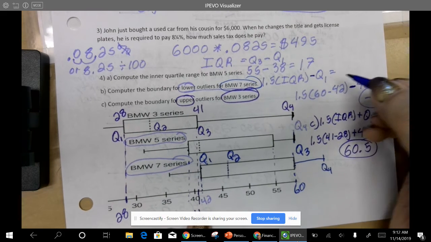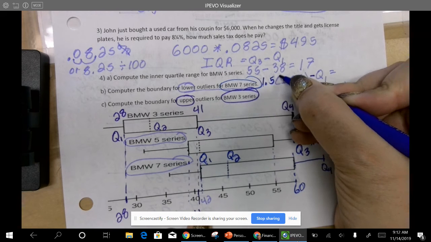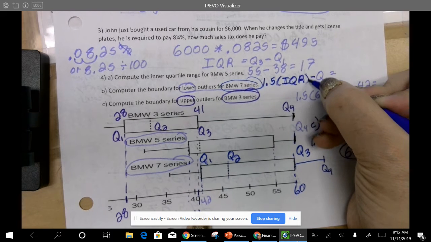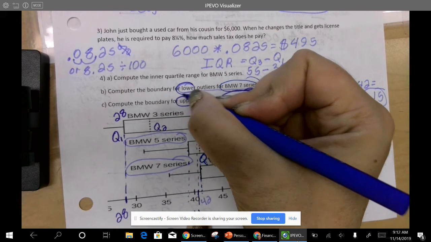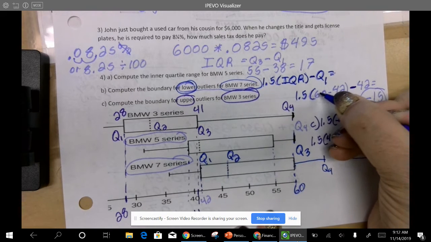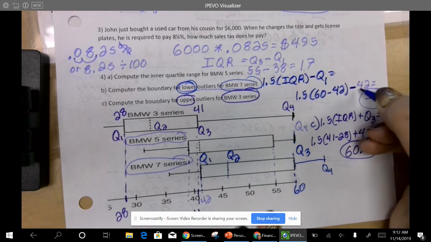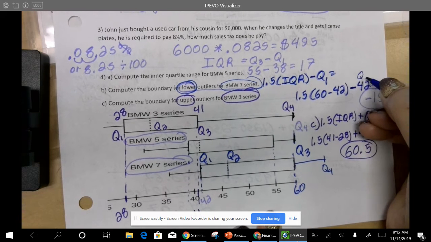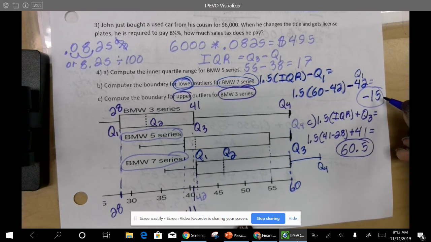So I'm going to go ahead and put it in, everybody. Remember, it's 1.5 times the inner quartile range minus quartile 1, and it's minus for lower. So I'm going to do 1.5 times 60 minus 42, because that is quartile 1, and I get negative 15. It is okay if you get a negative answer.